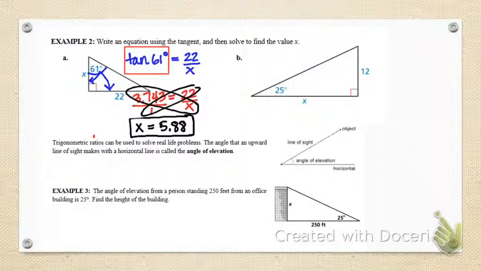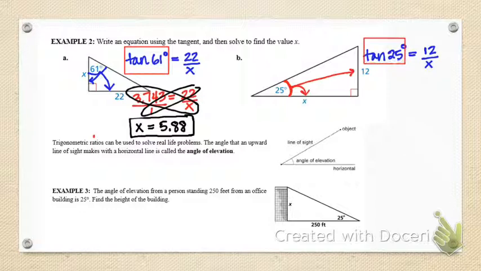All right, let's take a look at the next one. Okay, here's my angle right here. I notice that I have the opposite side and the adjacent side. So this is a tangent problem. So I'm going to write an equation. The tangent, or ratio of the opposite to the adjacent side, of 25 degrees equals 12 over x. This, remember, is something I'm going to look up in my calculator. Let's do that now.